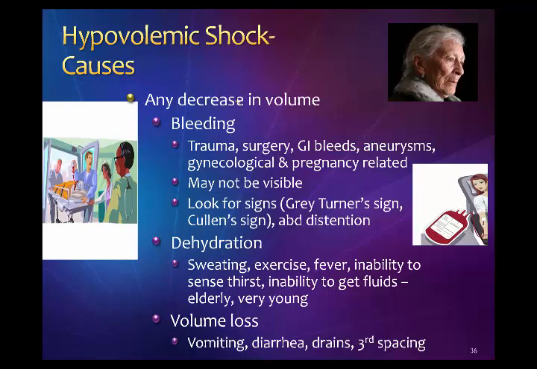And one is Grey Turner's sign, which is a bruising or a discoloration on the flank area. So on the flank area. And then the Cullen sign is a bruising or discoloration that is peri-umbilical, around the umbilicus. So we look for those two things.